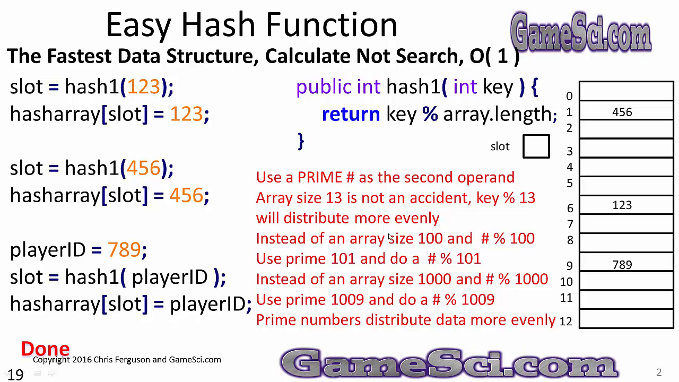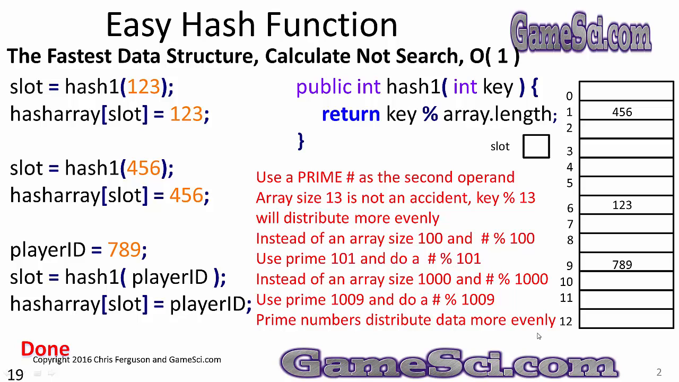Instead of using an array size of 100 and doing a number modulus 100 during our hash function, use the prime number 101 and do a number modulus 101. Modulus of the prime 101 produces better results than modulus of 100. Instead of using an array size 1000 and doing a number modulus 1000, use the prime number 1009 and do a number modulus 1009. Prime numbers distribute the data more evenly.